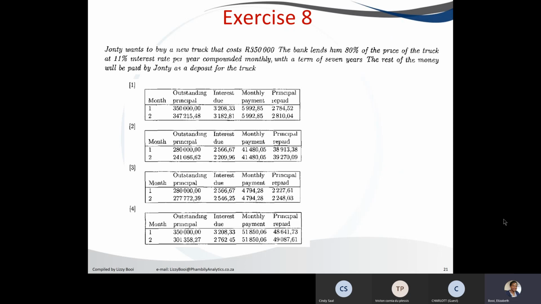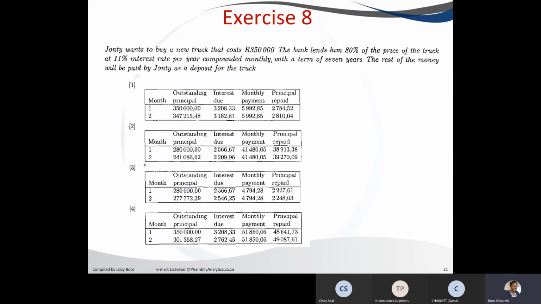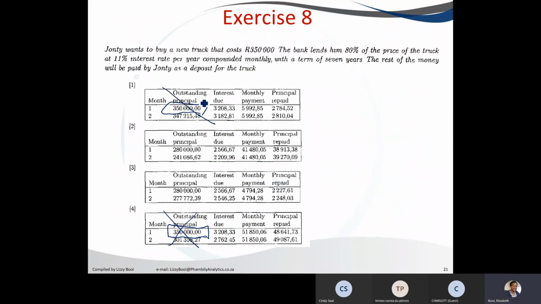So if you look at this table, we know number 1 is incorrect. You know why number 1 is incorrect? Because our outstanding principal at number 1, it says it's 350. And also number 2 as well, it says it's 350. And we know that this is not the right one because we know that our principal amount should be 280. So therefore, we're not going to be bothered with number 1 or number 2.